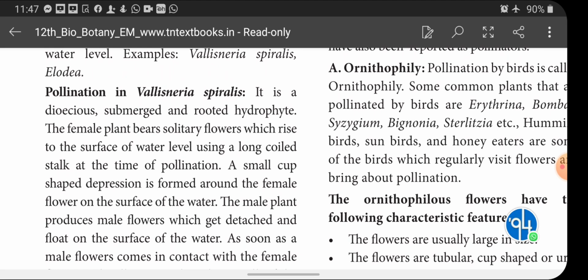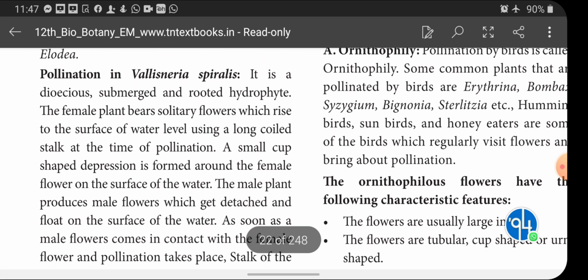Here, what happens? The female flower is attached to the plant with a long coiled stalk and the flower alone floats on the surface of the water. That we know very clearly. But what about the male? The male flower is not like that. It detaches from the plant and the flowers alone float on the surface of the water.